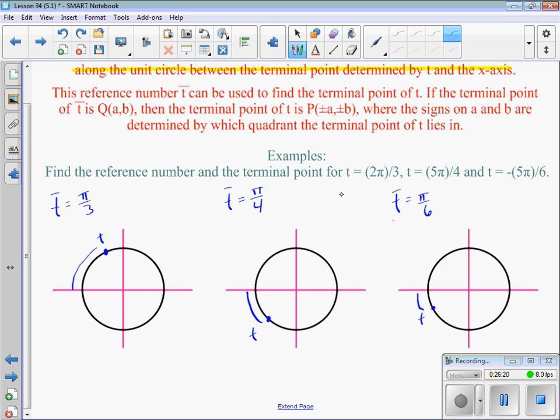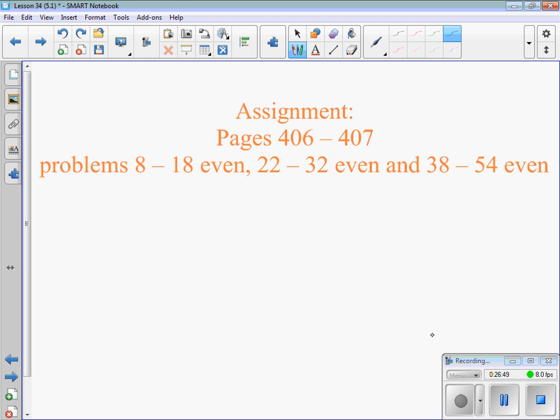And the terminal point, if we needed the terminal point, couldn't we just pull them right off of our unit circle? Okay, so this spot here at 2 pi over 3, looking on your unit circle, is negative a half, comma, positive square root of 3 over 2. So do you see how easy it is to do the terminal point if you know that unit circle? Okay. And if you need to do the rest of them, you can find those also. Okay. There's your homework assignment.